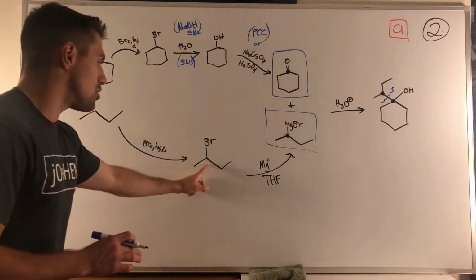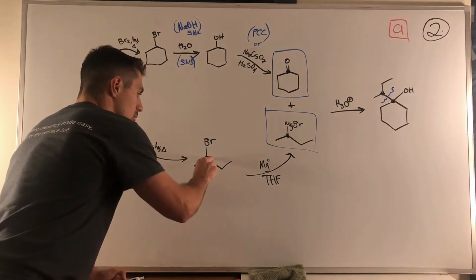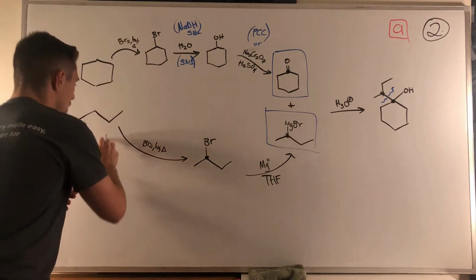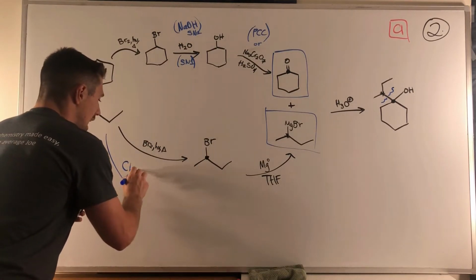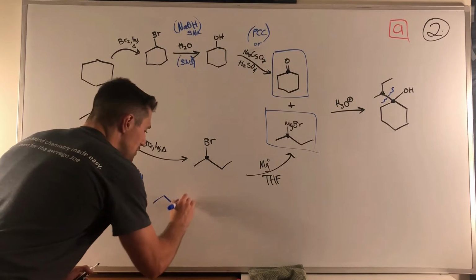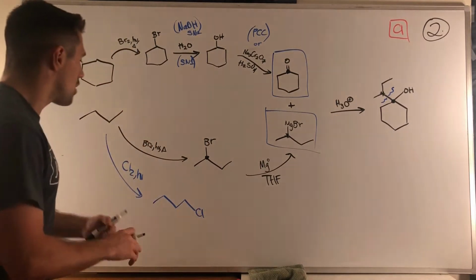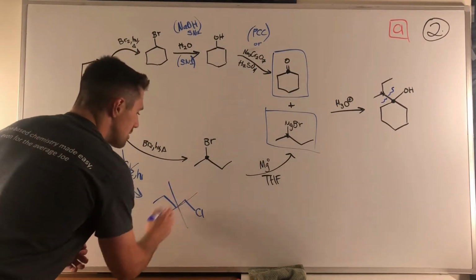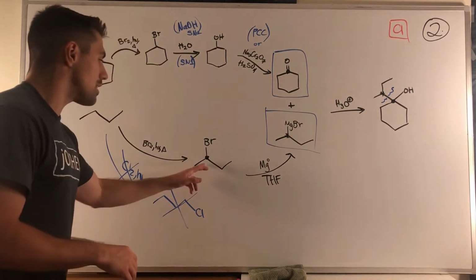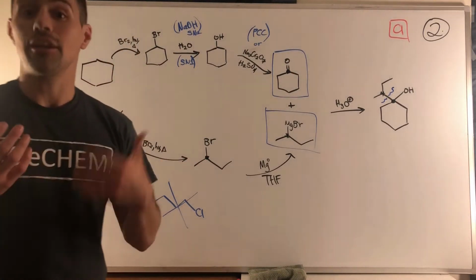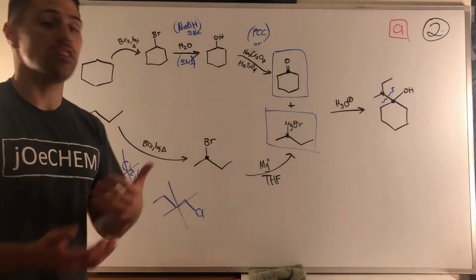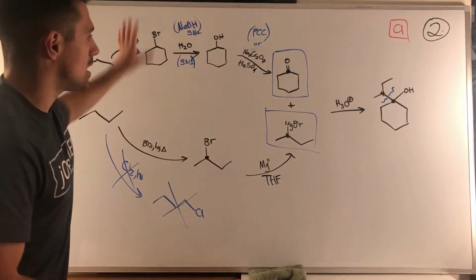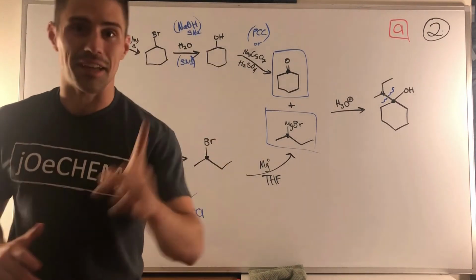We need to put a halogen on a secondary carbon, right? If we were to use Cl2 and light, we would have a hefty bit of this product. So bromine is the better choice here because you would get so much higher yield of this secondary product than you would with chlorine. So I think this is a good synthesis. So on to letter B.